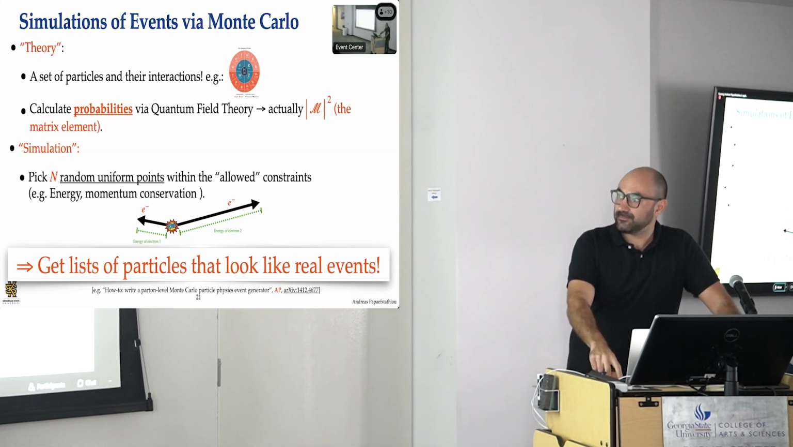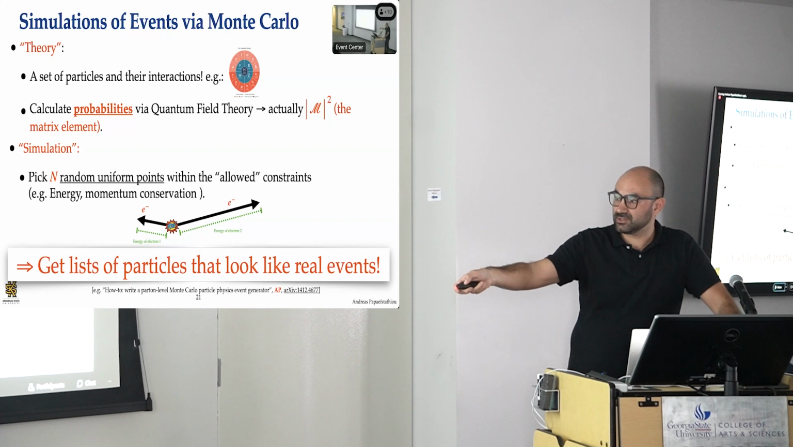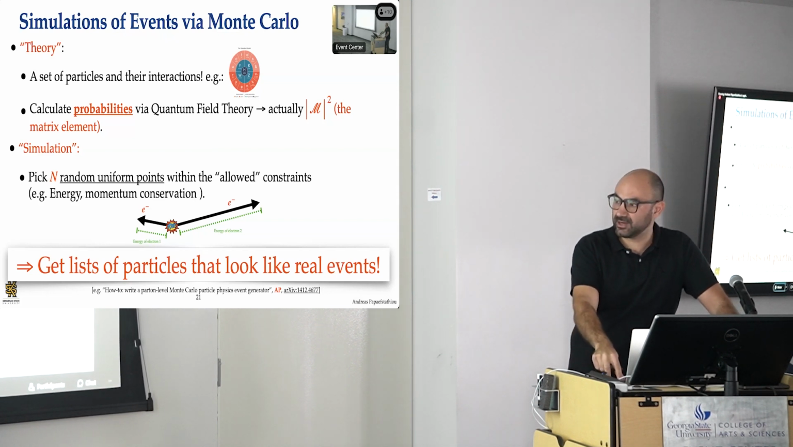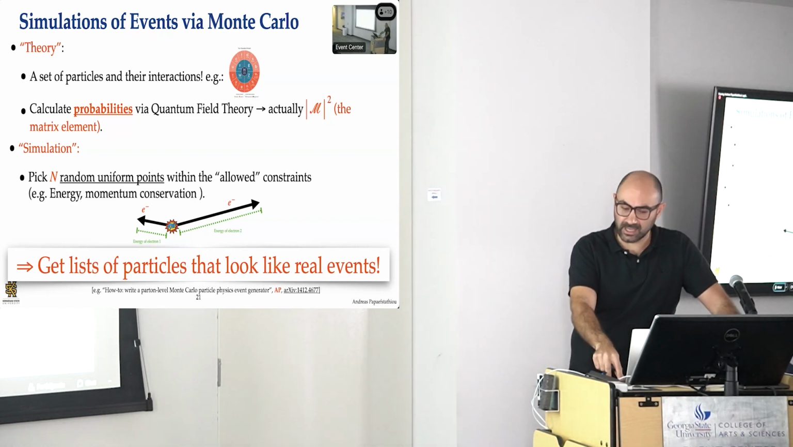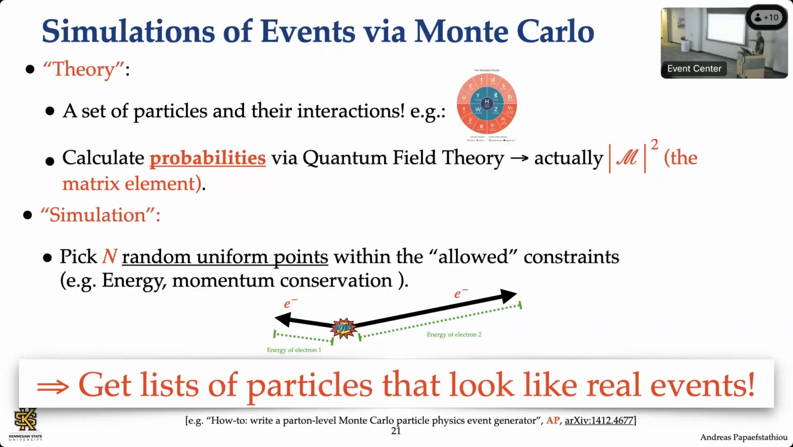By the way, I just added this: if you want to construct your own Monte Carlo event generator, there was a little tutorial I wrote a few years ago where you can do that. Okay, so once you have lists of particles, this would be a theoretical prediction through the simulation. What can you do with it?